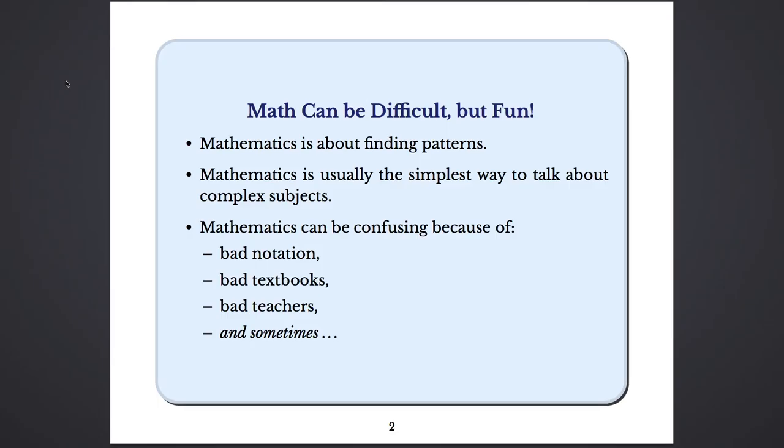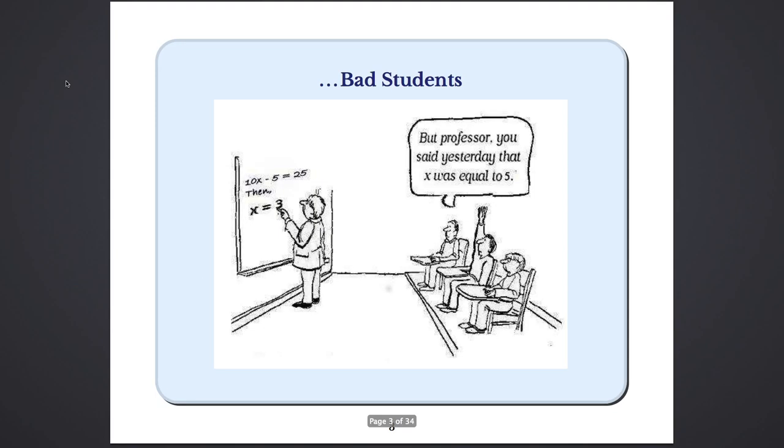And it's the simplest way to talk about whatever you're talking about. If it seems complicated, it's because it's discussing something that's actually a complicated subject. It's not that the math is complicated, it's that what it's talking about is complicated. And it's usually pretty distilled. That makes it kind of confusing because you have it shrunk down to the tiniest little nugget that describes what you're trying to talk about. But it can also be confusing because math has some really bad notation. Our current notation dates back to the 1700s and it needs some work. There are some really bad textbooks out there, and some really bad teachers out there. And sometimes you're the problem.